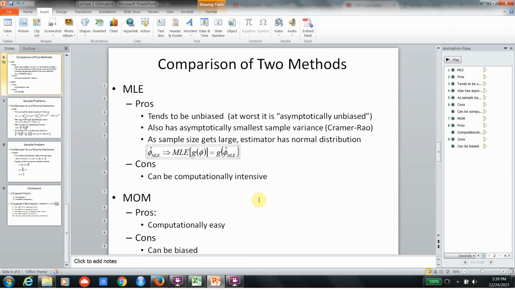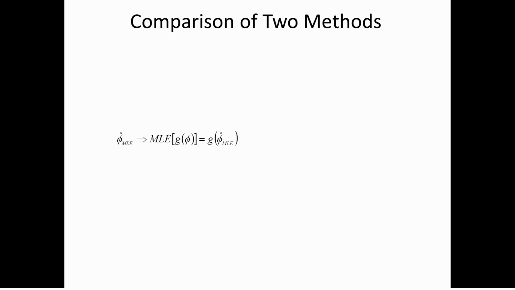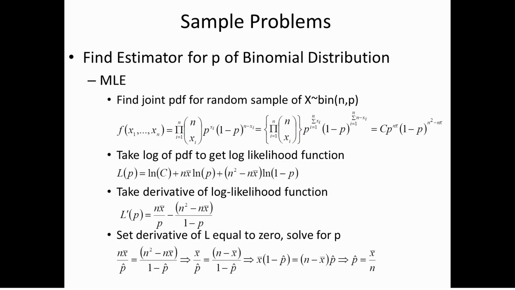The con of the MLE is that it can be computationally intensive. And again, if we're not working with real-time applications, it's not so much an issue, but it can be. The MOM, method of moments, is computationally easy, but it can be biased. It has some guarantees with respect to variance and bias, but they're weaker. And unfortunately, it requires a lot more probability theory than we have to be able to address that.